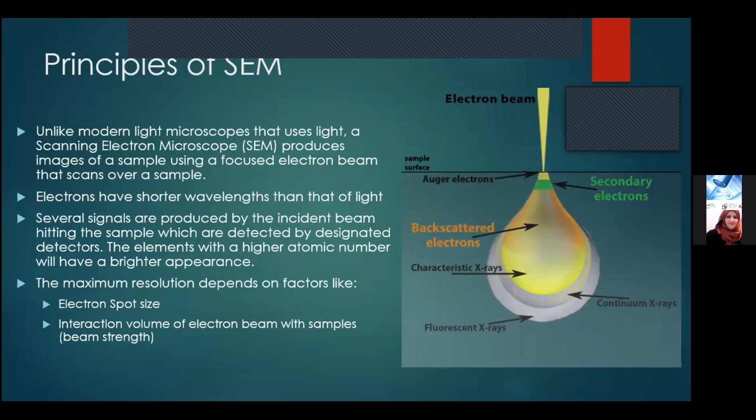The elements with a higher atomic number will have a brighter appearance. When I say this, that's what I meant when I said the backscattered electrons can help you distinguish between the types of materials in your sample. As the atomic number increases, the brightness of the material itself will increase and appear lighter compared to the rest of the materials. We have the various types of signals shown on the right in the image.